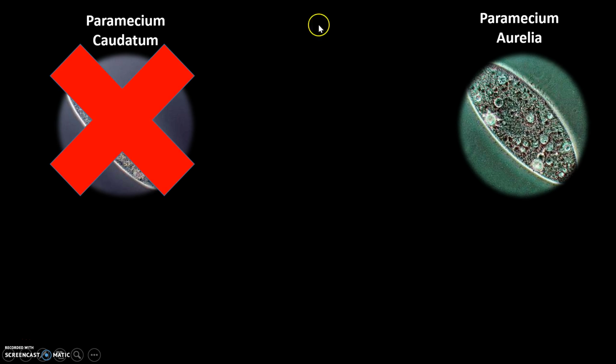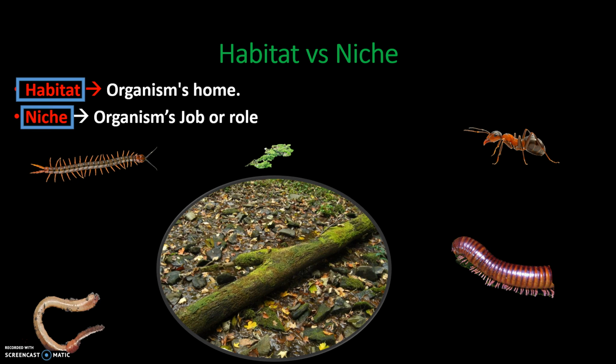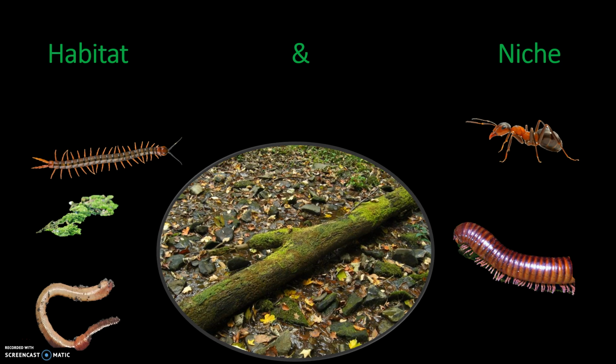Every single time, the Paramecium caudatum went extinct in the petri dish. Paramecium aurelia outcompeted them. They were able to consume those resources faster and better, driving the other species to extinction, okay? So we call this the competitive exclusion principle. What that states is, if two species have the exact same niche, I repeat, if they have the identical niche, one will drive the other to extinction. So if we go back to this example over here, we already explained each of these organisms have a very different role or purpose living in this area.